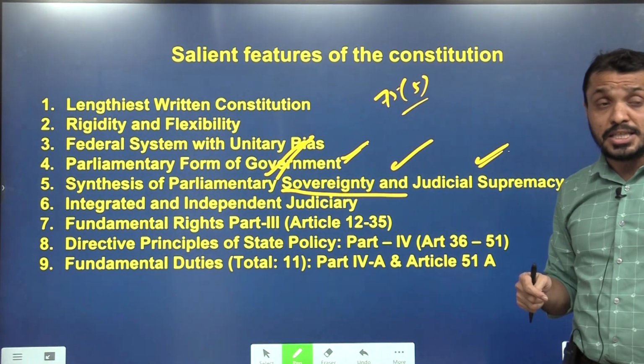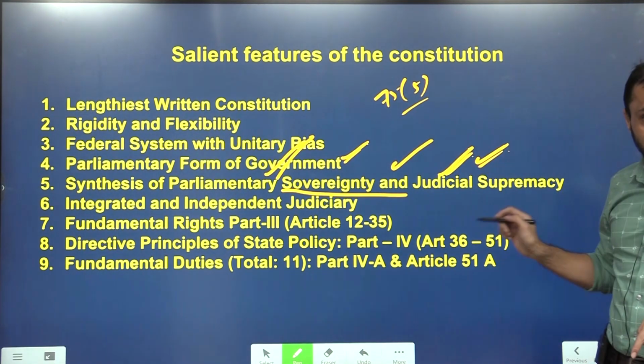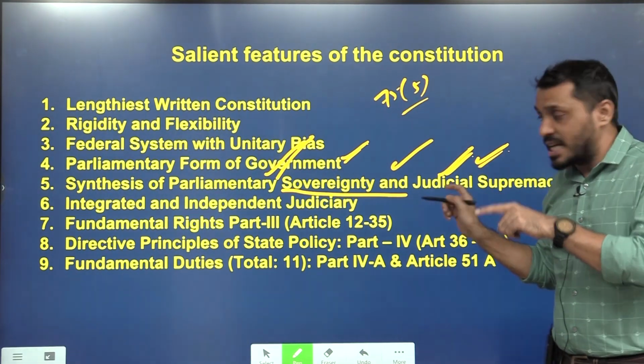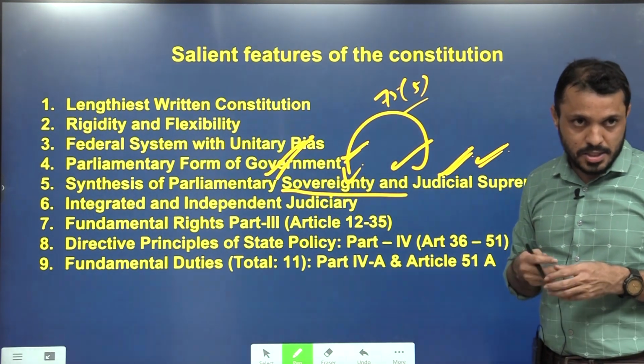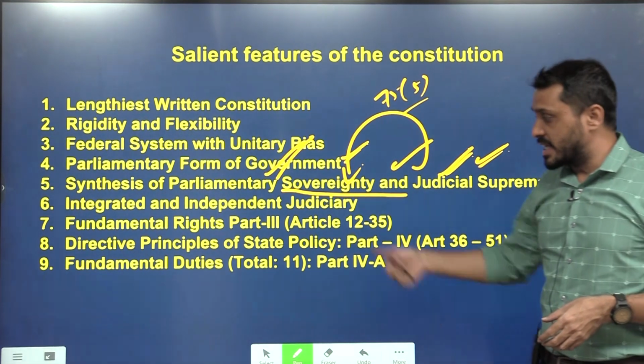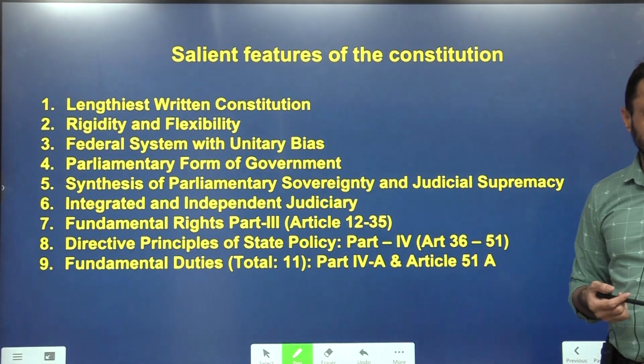Why do you require an independent judiciary? When the judiciary is independent, then only it can exercise judicial review. When judicial review is exercised, then only it can check parliament's sovereignty. This concept you have to know. Next, integrated and independent judiciary. This is also one of the salient features of the Indian Constitution.